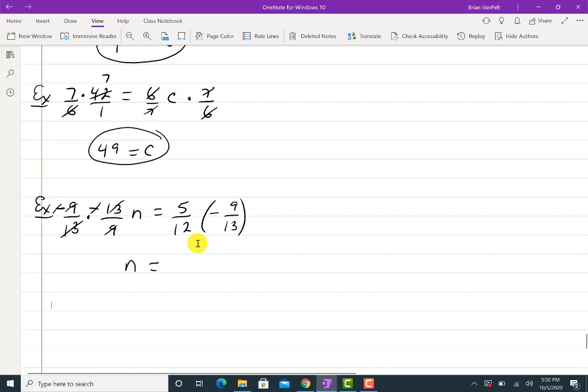And then on the right side, I can't do anything about the 5 or the 13, but notice that 3 goes into both 9 and 12. 3 goes into 9 3 times, 3 goes into 12 4 times. Additionally, a positive times a negative will be negative. Now let's see what we get for the numbers. 5 times 3 is 15. 4 times 13 is 52.